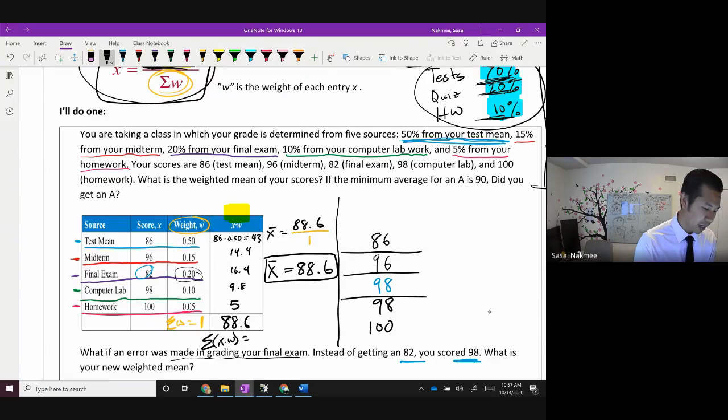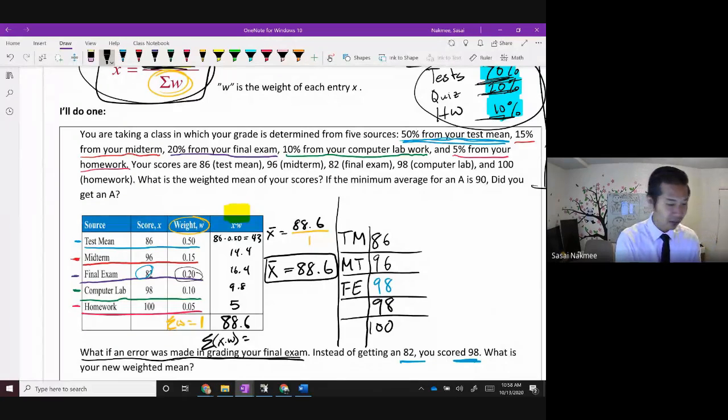This is the new value for your final that we're going to do right here. What if an error was made grading your final exam, right? And everything else stayed the same except for your final exam. So the test mean is still the same, the midterm is still the same, but your final exam changed from 82 to 98, right? Your computer lab was still the same, and your homework was still the same, right?